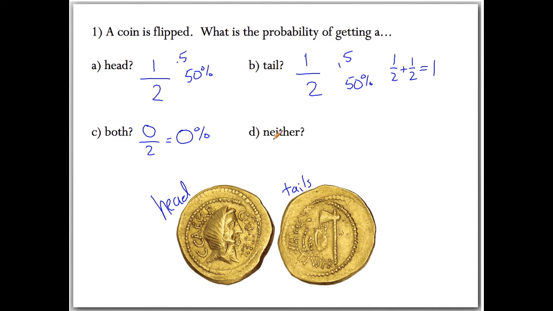Okay, what's the probability of getting neither a head or a tail? Well, again, it's going to land on a side, and so we get a 0 out of 2, or again, 0%. It is impossible. Now, I know some of you are thinking, but it could land on the edge. Well, okay, we're not going to go there.